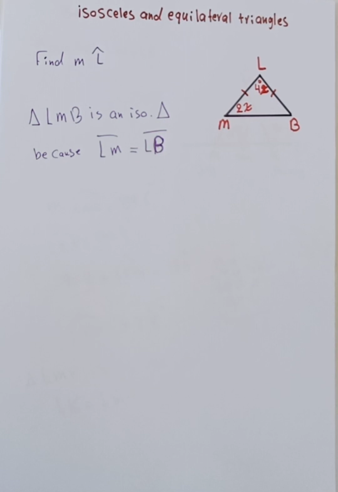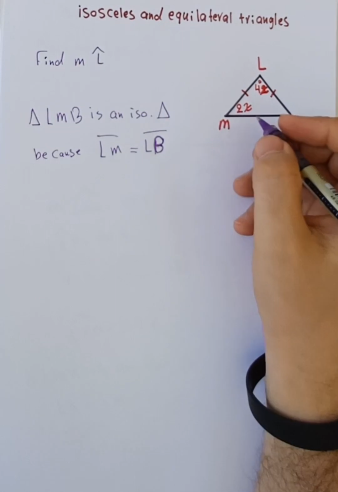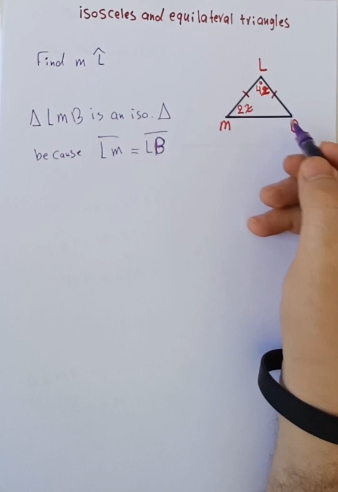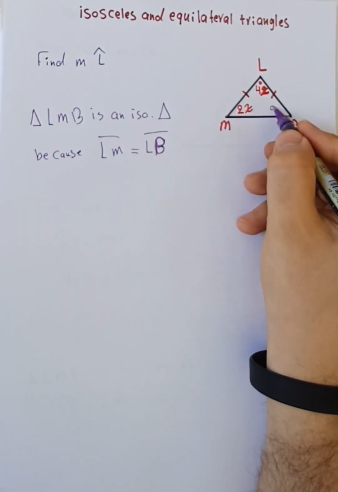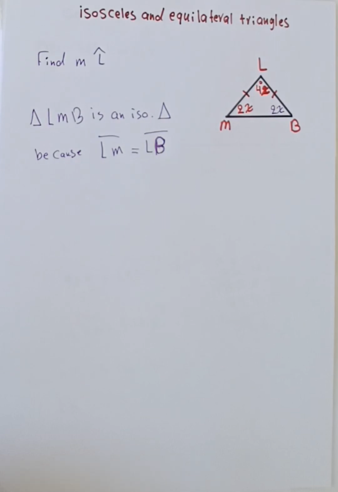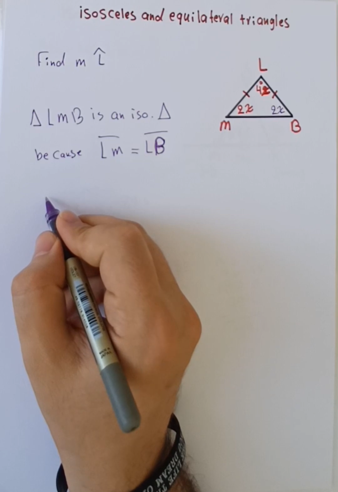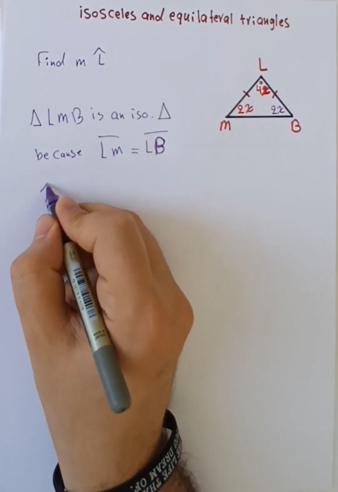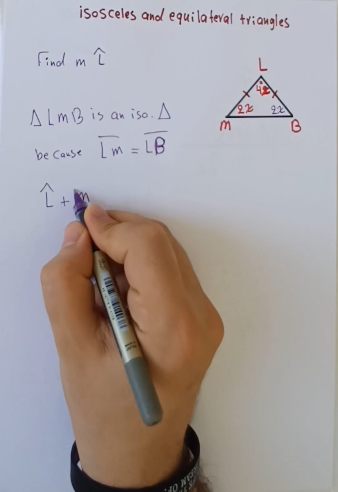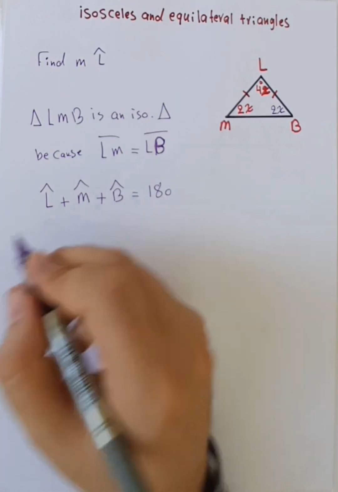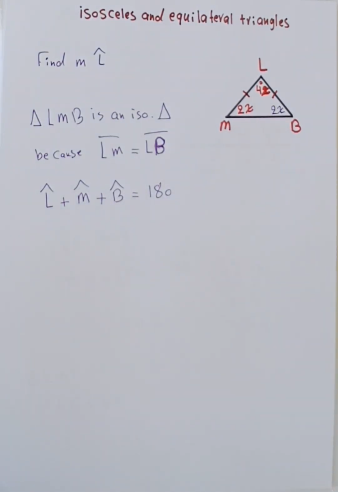So because we have an isosceles triangle, the base angles are congruent. It means the angle of M is 2x, and the angle of B is also 2x. Now, for finding the measure of angle L, we can say the measure of angle L plus the measure of angle M plus the measure of angle B equal to 180, because the sum of the measures of the interior angles in a triangle equals 180.